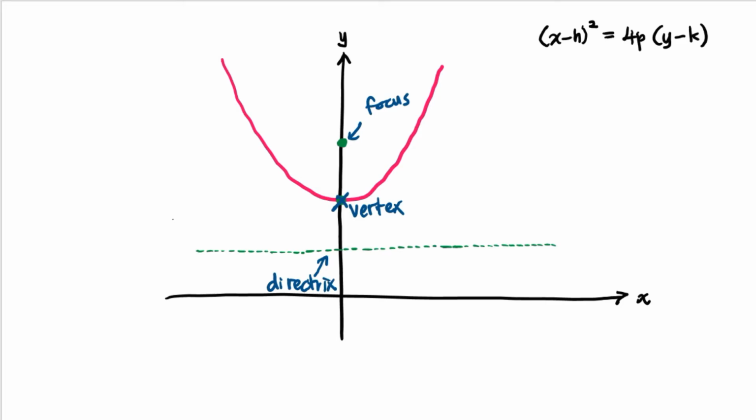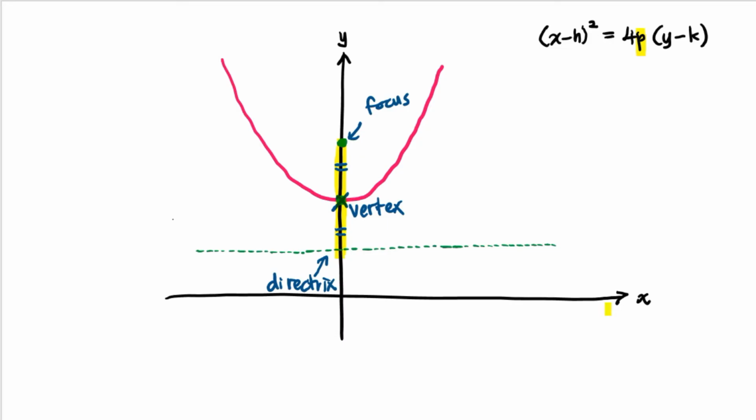And we should note that the distance from the vertex to the focus should be the same as the distance from the vertex to the directrix, and that distance is represented by p, right? If p is 1, meaning to say that the distance here is 1 and the distance here is actually 1, right?